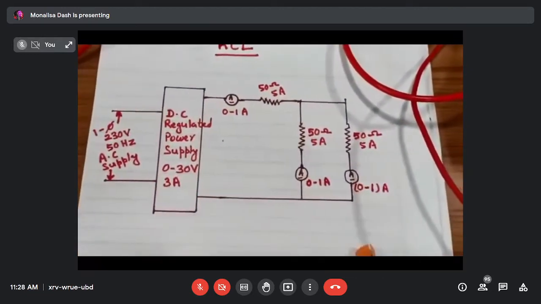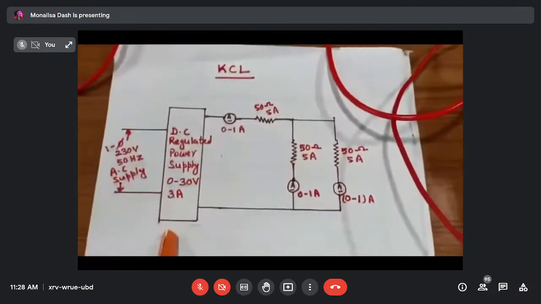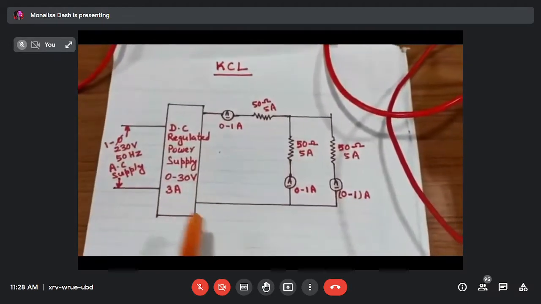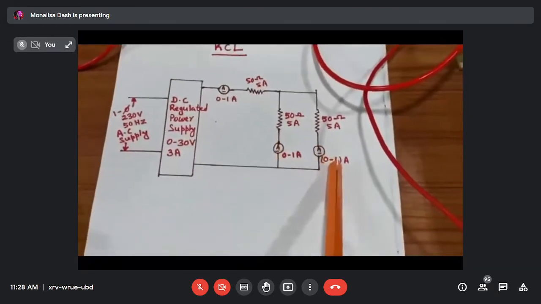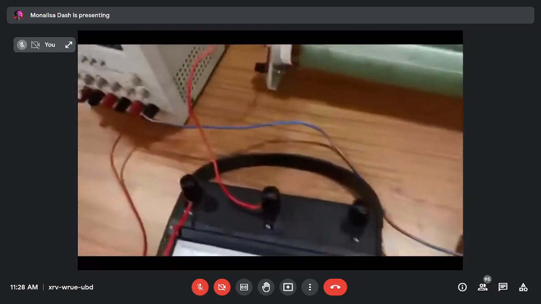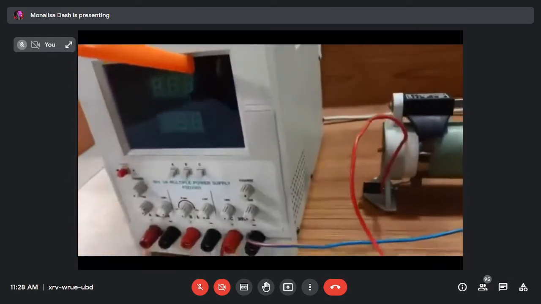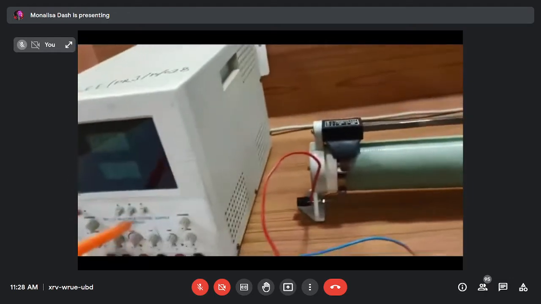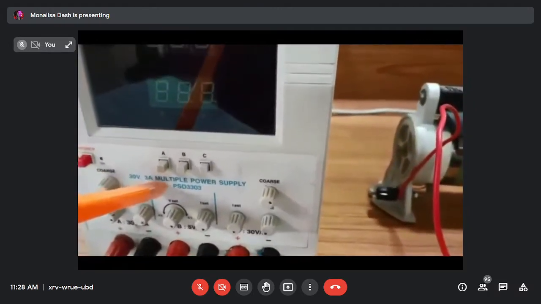It is the same as your KVL circuit, but in the KVL circuit we use three voltmeters, and in the KCL circuit we use three ammeters. And previously it is a regulated DC power supply, and its rating is 0 to 30 volt and 3 ampere.